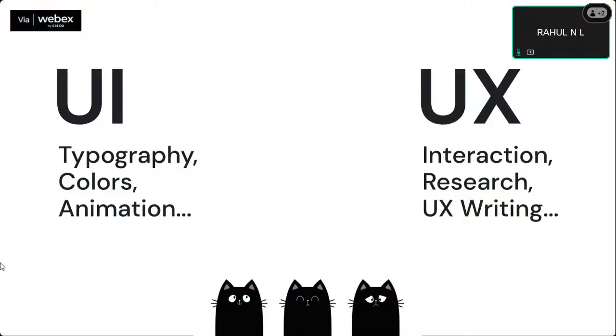So what does UI involve? It involves typography. When I say typography, it's basically fonts. Whatever fonts we have, Arial, Lato, all these are fonts. We call it typography. That's a new word if someone is listening for the first time. And then we speak about colors, animation. We believe that UI designers do this: typography, colors, animation, and many more. They majorly work on designing the product, right?